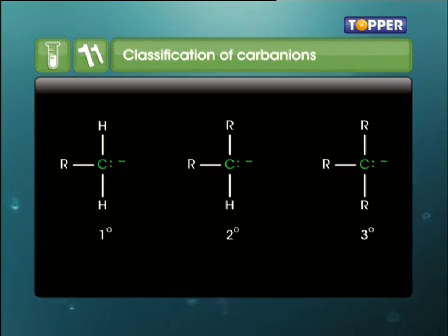In general, primary, secondary and tertiary carbanions are represented as shown. The alkyl groups may be same or different. Now, just as different carbocations vary in their stability, carbanions also vary in their stability. Order of stability of carbanions can again be explained on the basis of electron releasing inductive effect of alkyl groups.